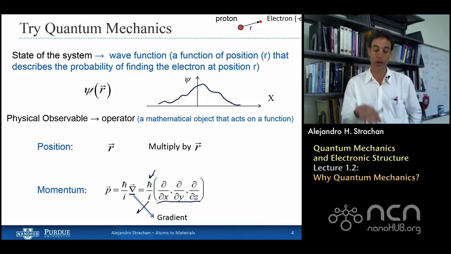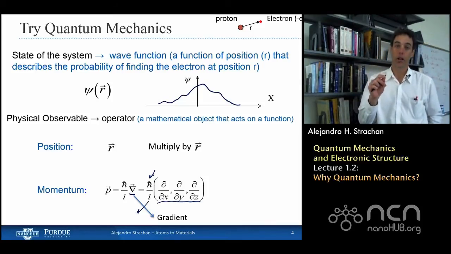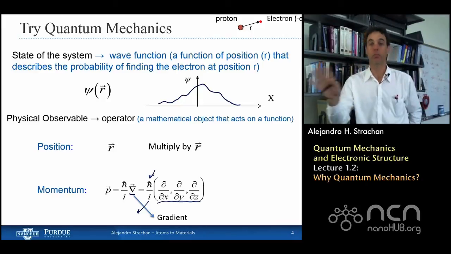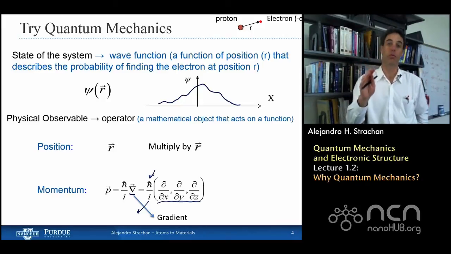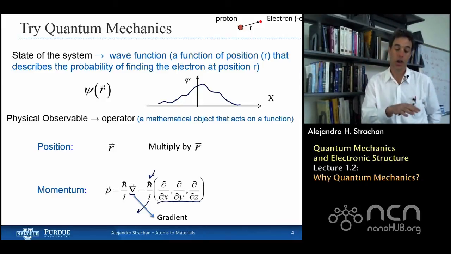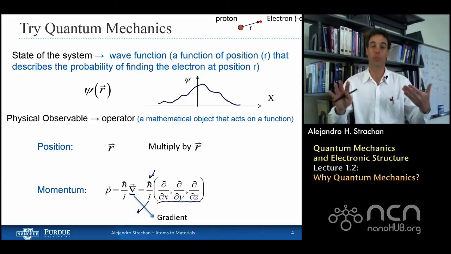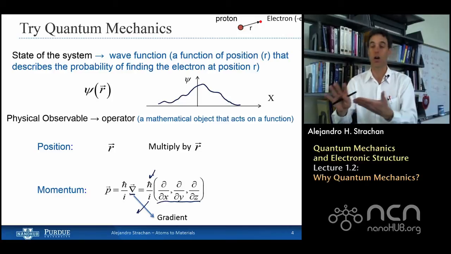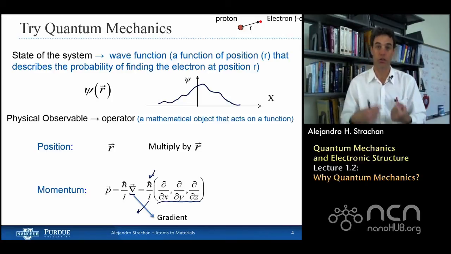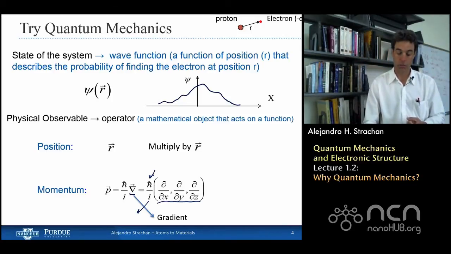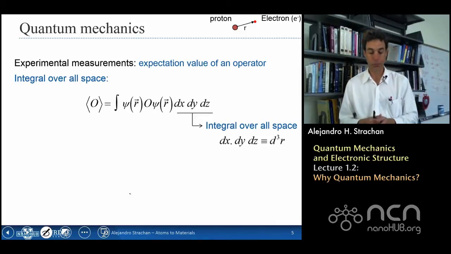Interestingly, you can see here how the same wave function will be able to tell us about position and momentum. It has the information about position and velocity, because we're going to use an operator acting on the same wave function to learn about position and momentum.